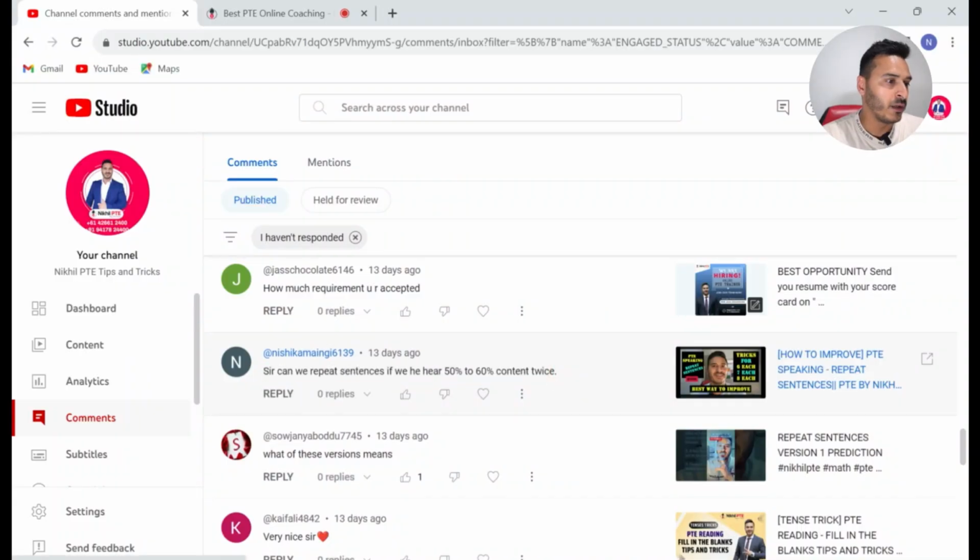Check this reason. Can we repeat sentences if we hear 50% to 60% of the content twice? There are lots of confusions in your mind, maybe. Some students say we have to speak 70 to 80%. Some students are speaking very fast, and some students are not able to pick up content properly. So what is the effective way? Let's start today's session, guys.